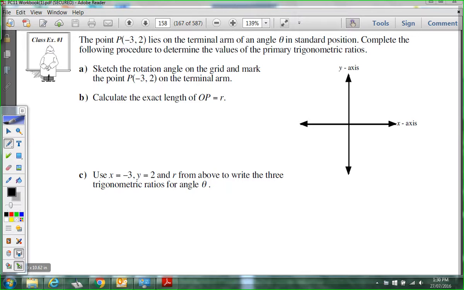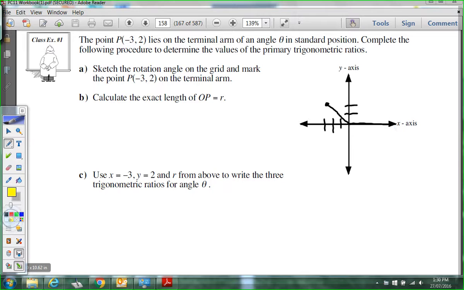The first thing we're going to do is put (-3, 2) on here just to see where that position is. So we're in quadrant 2. Right there's our terminal arm. The first thing it says is, sketch the rotation angle on the grid and mark the point (-3, 2).